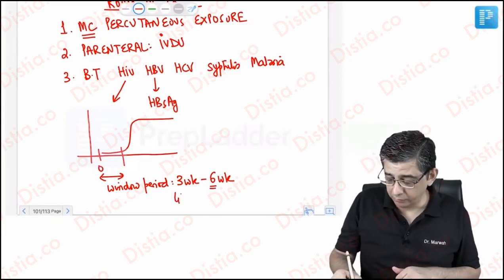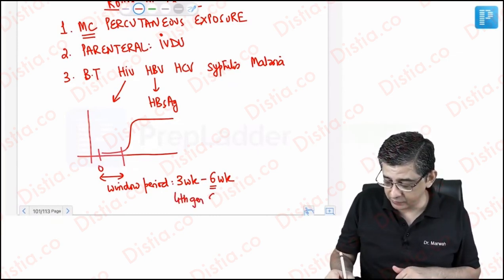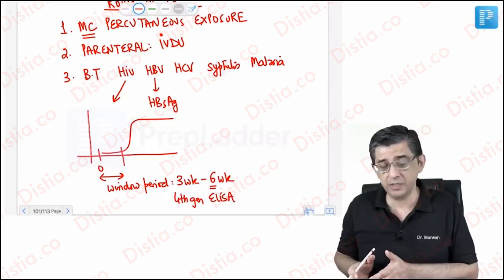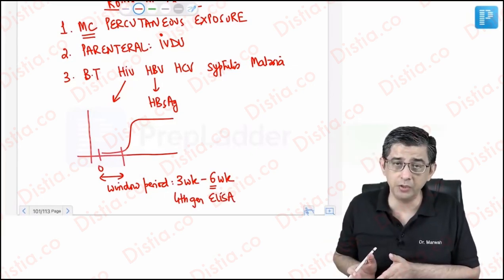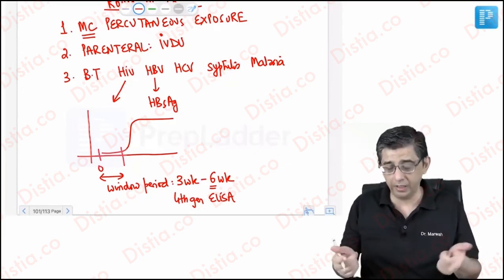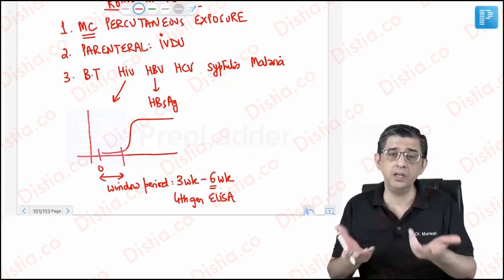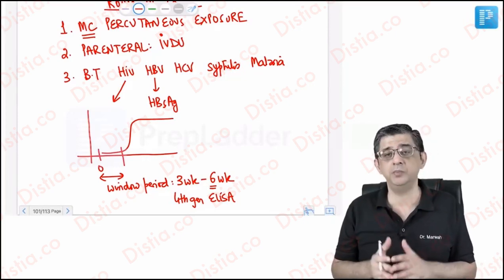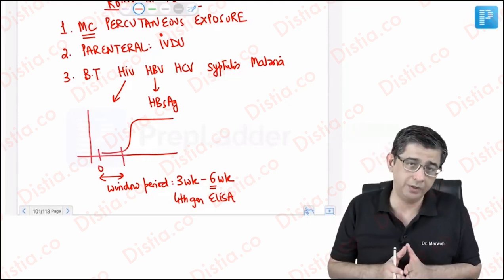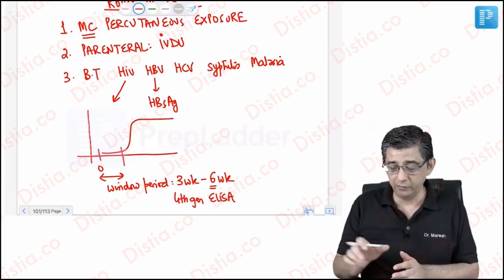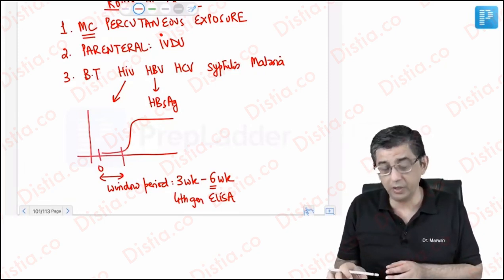With the current 4th generation ELISA, if somebody had sexual contact today, after 3 weeks, if he's tested, his ELISA will definitely turn out to be positive. And if I want early detection, if I want to pick up the infection in the window period per se, I can even do a PCR. Whether PCR facility is available at a primary healthcare setting is a separate issue. But the point is that the window period for HIV would be this particular time frame.